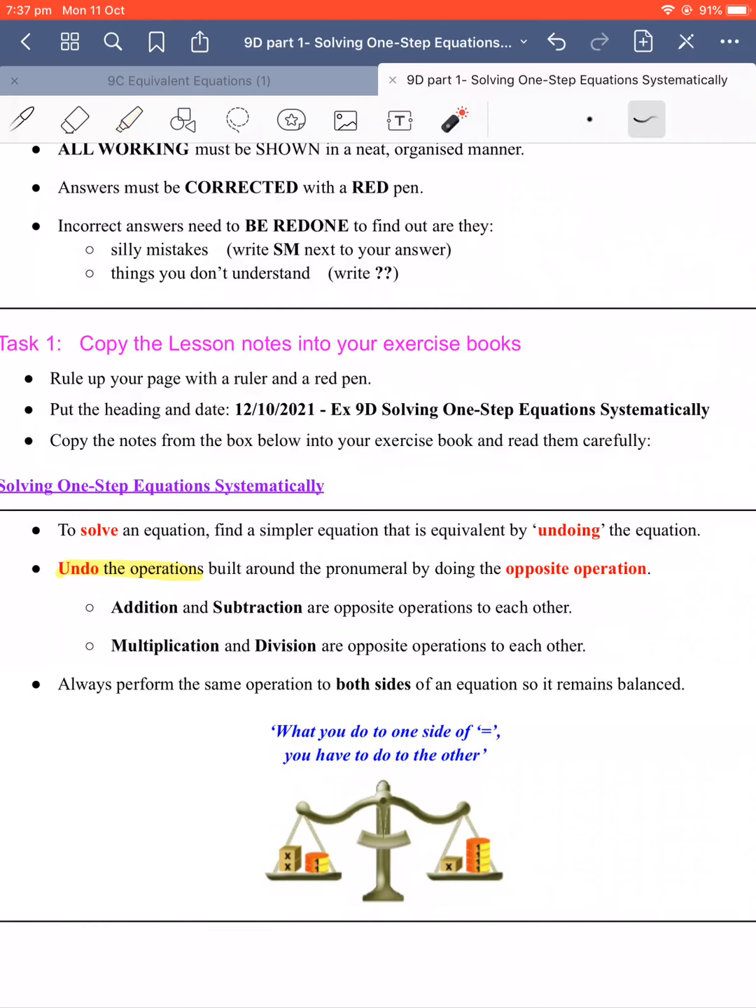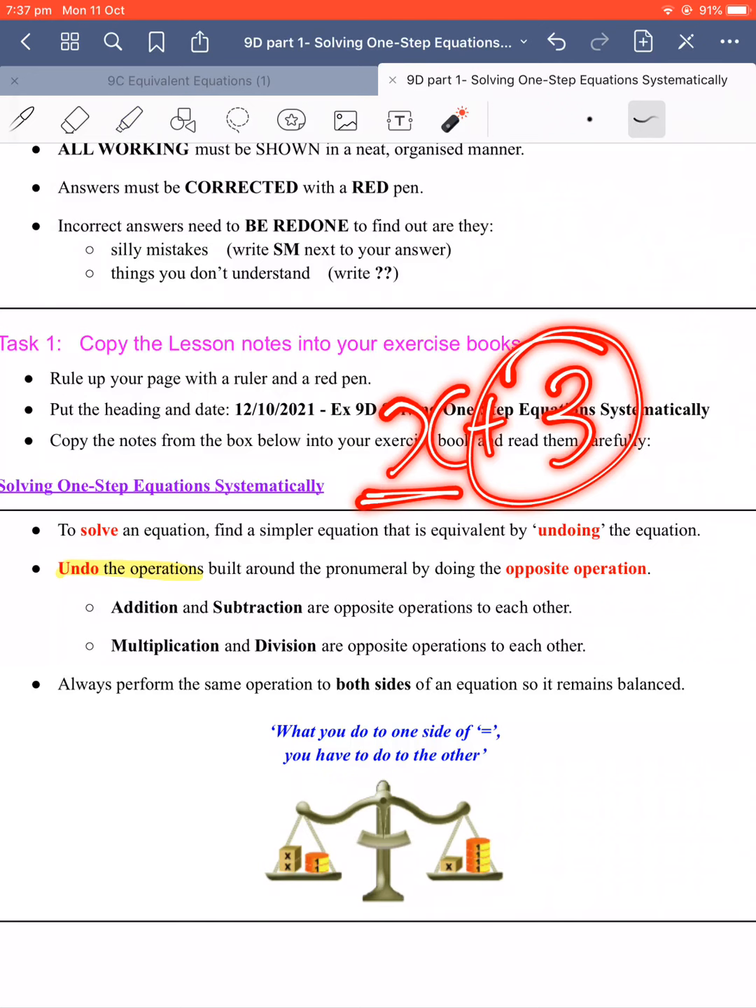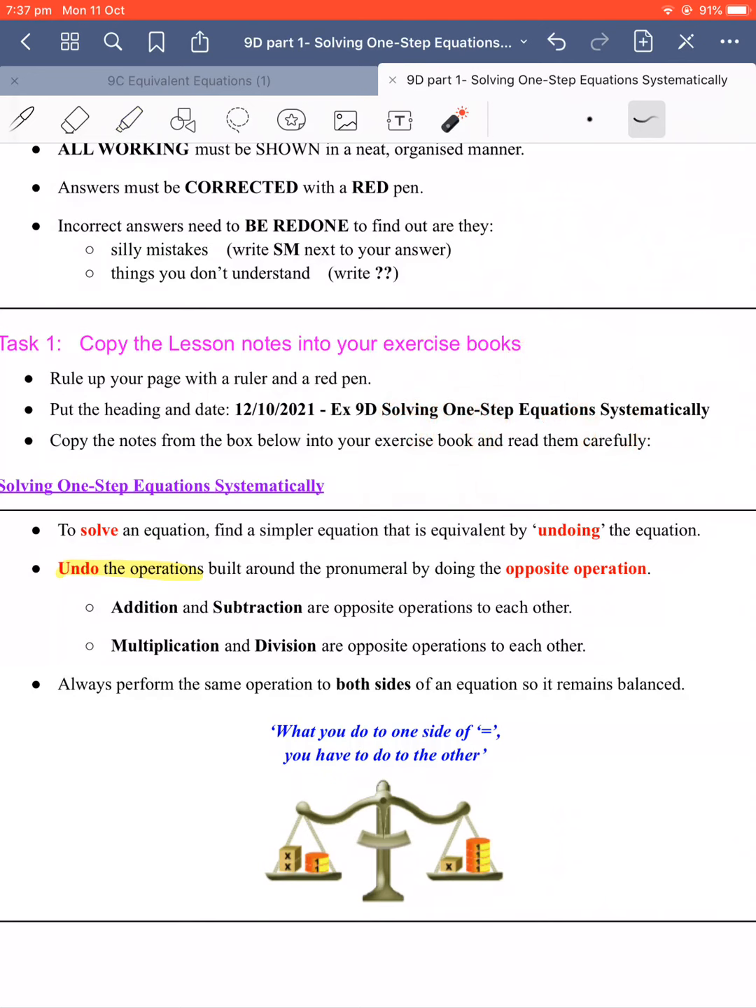So anything that is maybe in front of the pronumeral, or if I had a number next to it, I want the pronumeral just by itself. So we undo it, and the way that we undo it, we undo it on both sides. So we use reverse operations, our opposite operations. So addition and subtraction, they're opposite, and multiplication and division, they are also opposite.